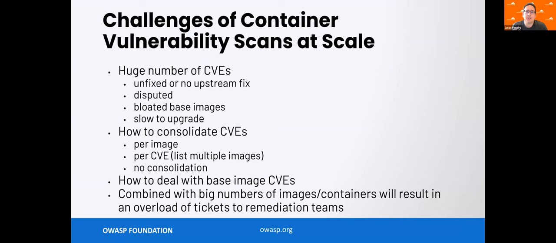Another of the challenges is we need to define how we're going to consolidate this and report it to the teams that are responsible for building the container images. One idea is to report per image. Each image gets a list of CVEs, you report it to the team, and the team can go there and find what needs to be fixed and do it. Another possibility is reporting per CVE, which means for each CVE, you can list all the images where the scanner found that specific CVE.